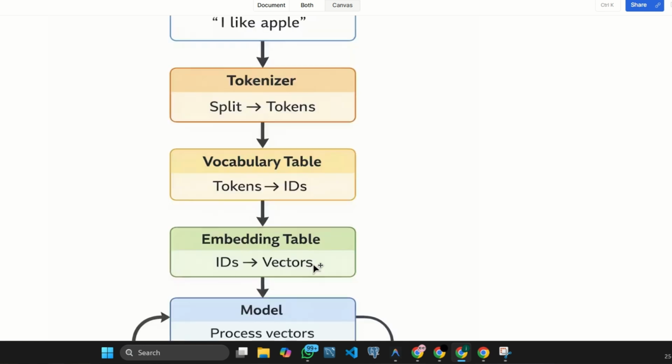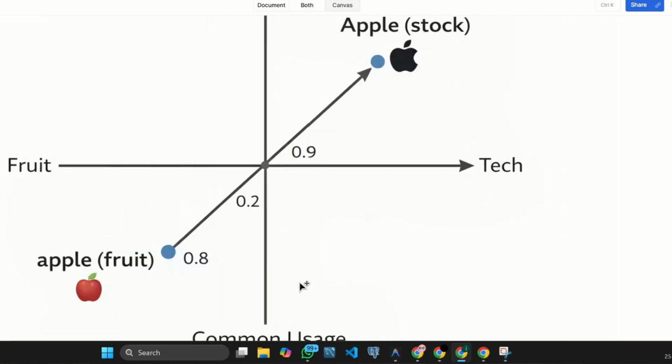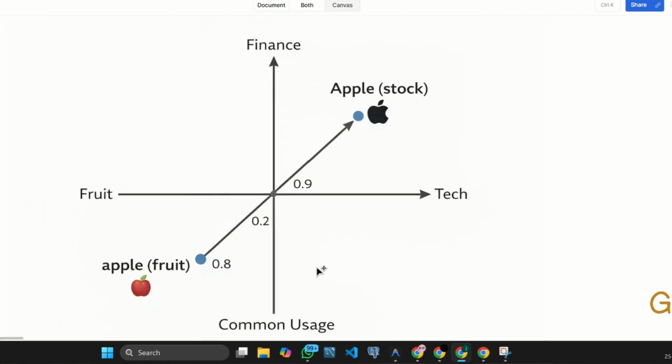Now with the embedding table, the IDs you have converted would be plotted on vectors, so that it would understand the actual meaning of it. So let's see an example of vector tables. This is a vector diagram. Suppose you said apple with respect to one more describing word, like tech or finance, then it would plot your input, like "I like iPhone" and all. If you said this, then it would be here.